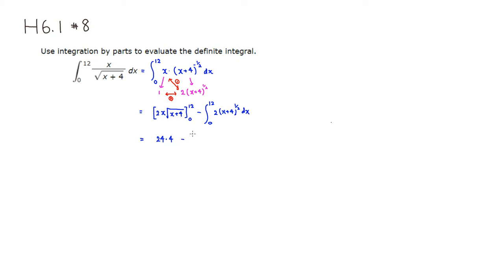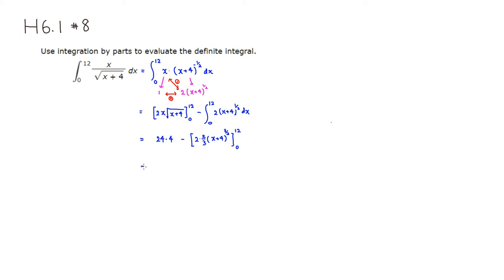So minus, this is just a 2, constant multiple. The antiderivative of that would be add 1 to the power, so 1/2 plus 1 would be 3/2. Divide by 3/2 is equivalent to multiply by 2/3. Then you're going from 0 to 12.